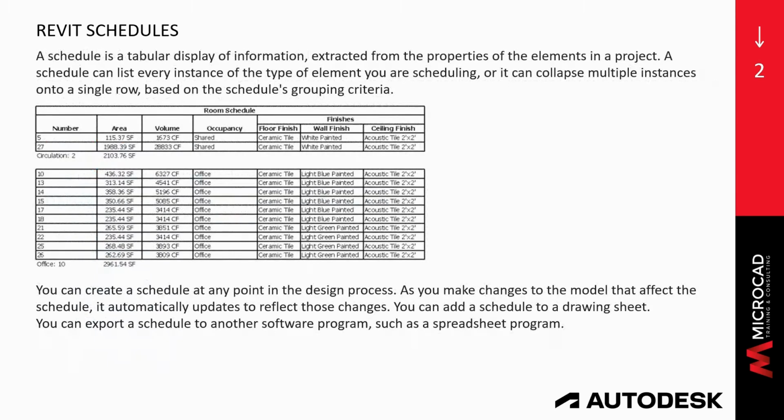Coming back to the criteria of a schedule, it is a tabular display of information that is extracted from the properties in a project. A schedule can list every instance of the type of element that you're scheduling, or it can collapse multiple instances into a single row, depending on what you want to show. And you can create a schedule at any point of the design.